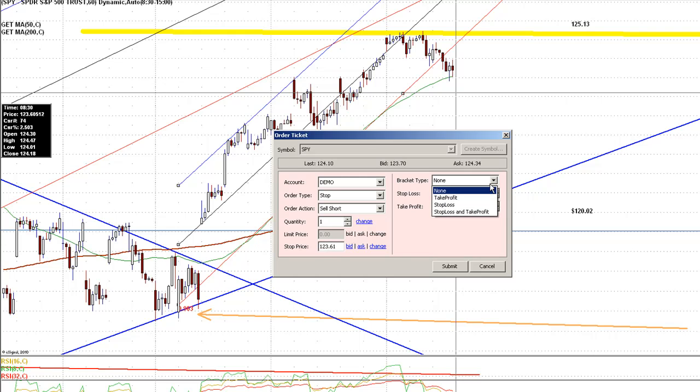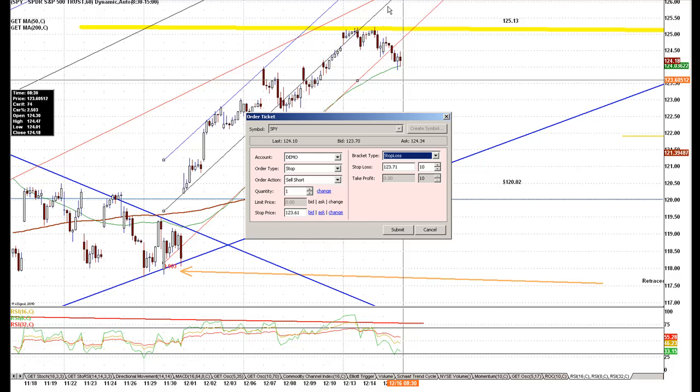Now, one reason why traders fail is that they forget to set a stop loss. Everything that you do is based upon a reward to risk ratio, and you need a stop loss in order to figure that out. So we have 125.13. We're going to set this at 125.20. And go 100 shares as well.